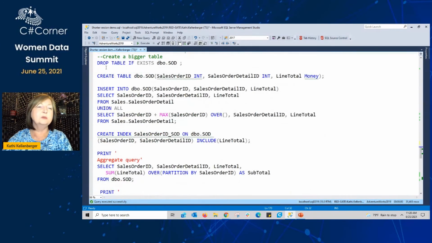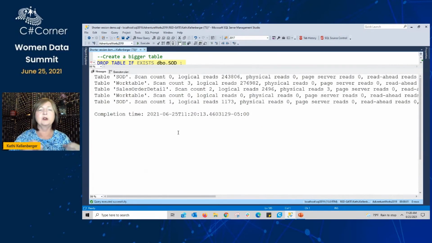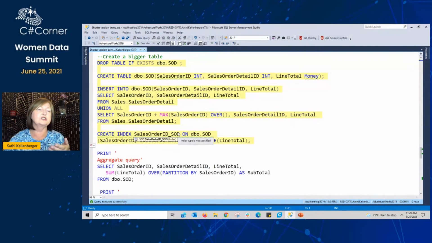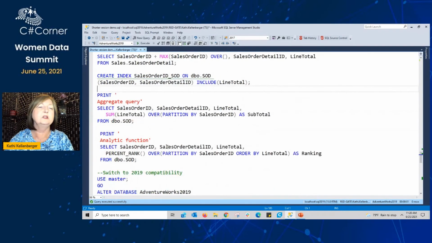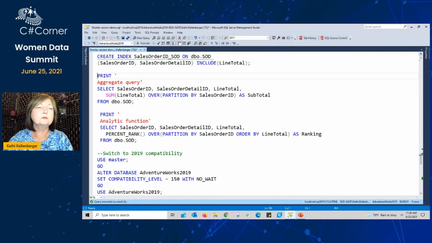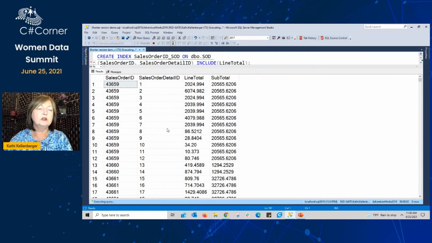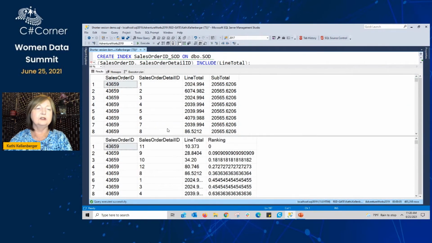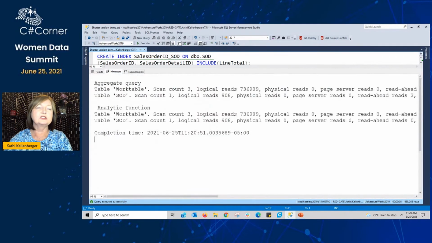So this is a situation that forces you to use the frame. In this case, I'm going to create a bigger table because batch mode on row store is not going to kick in unless we have a much bigger number of rows. I just doubled the sales order detail table here and created a POC index that I'm going to need. Let's run those two and see what happens. Still not gigantic tables.